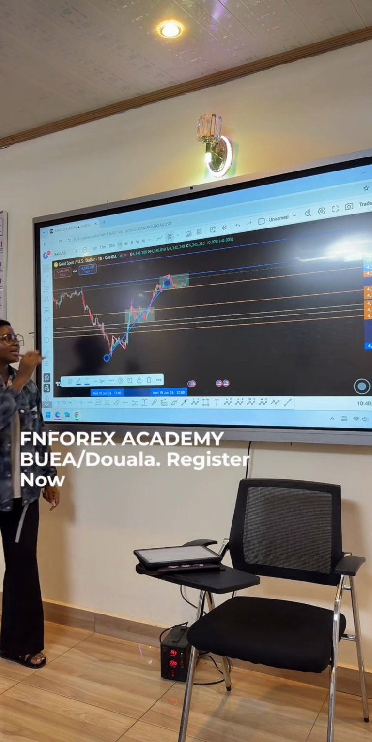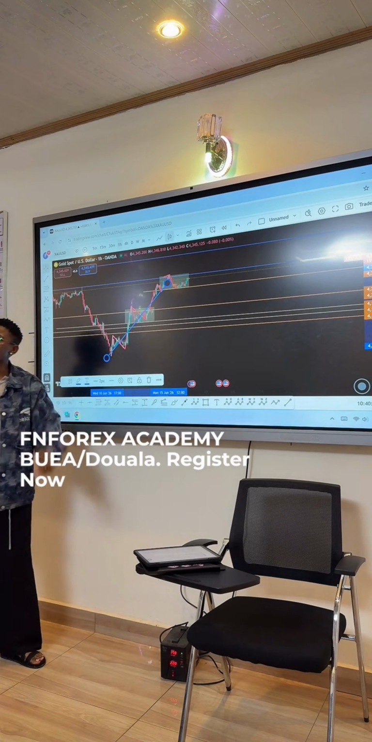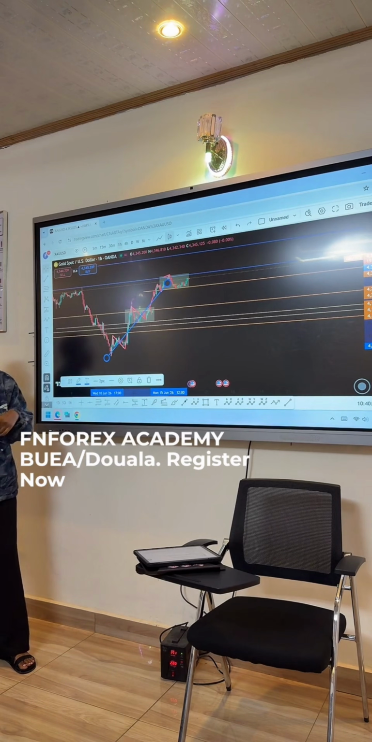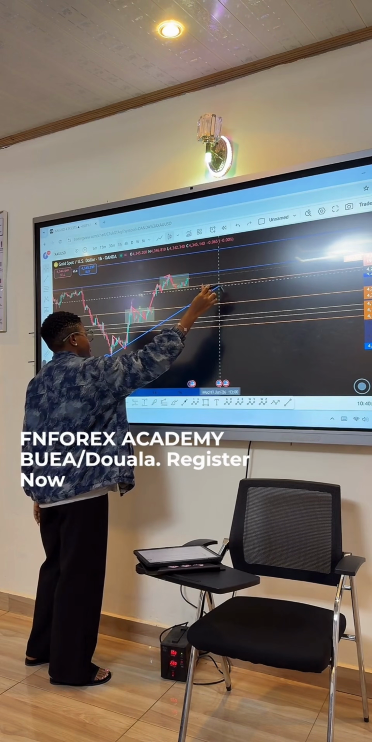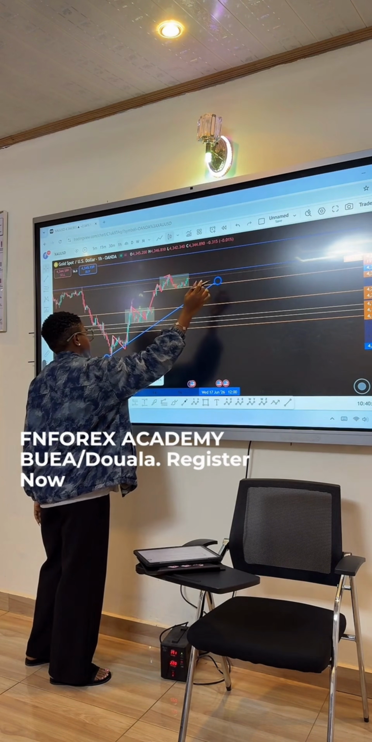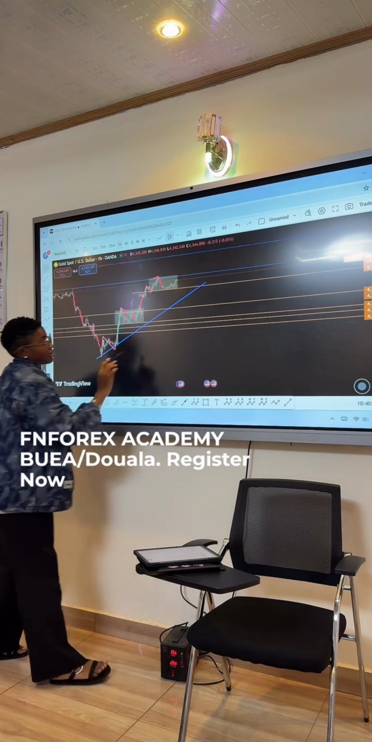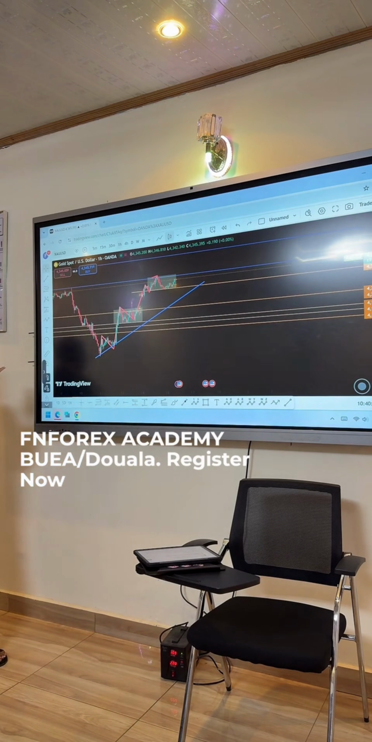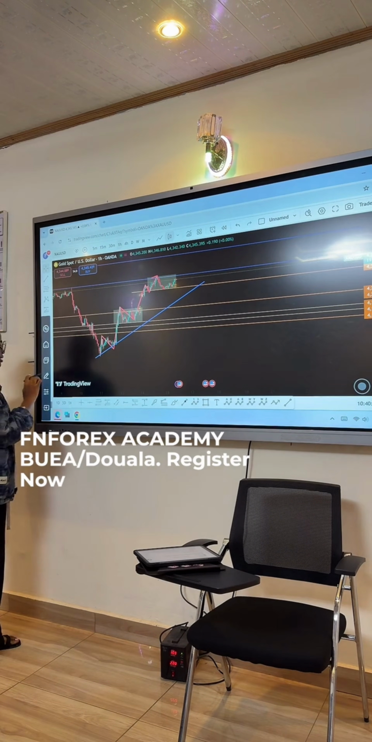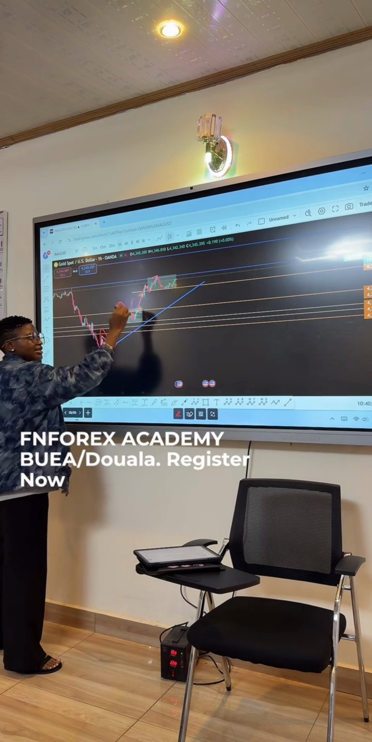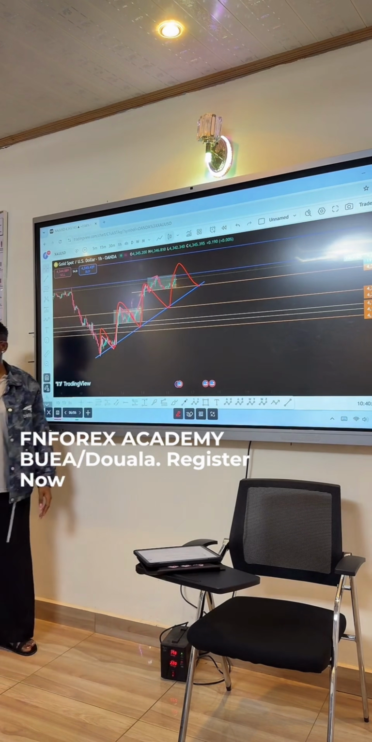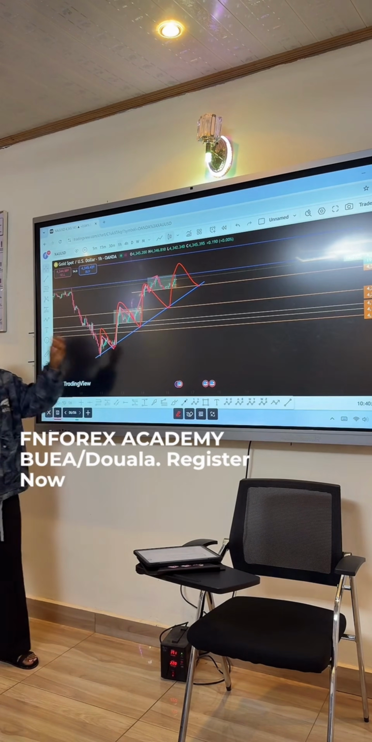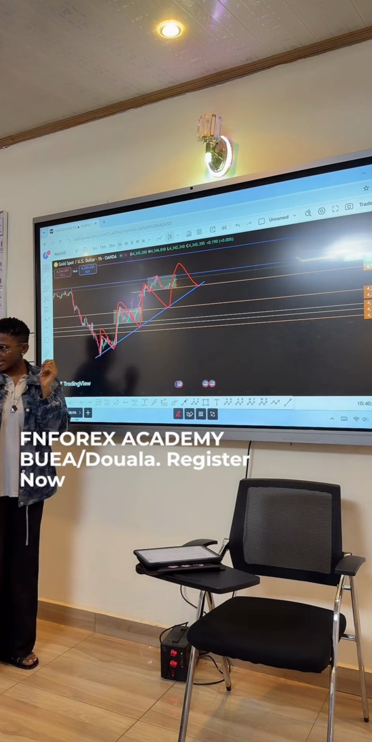Now, why do we say it can keep wicks? Because wicks are rejections. It means there is a touch, then a rejection back. So if you want to connect trend lines, this is the trend line. Now, has it touched like this? Has it touched like this? No, right? It means what we see in the books is not what you will see in the market.